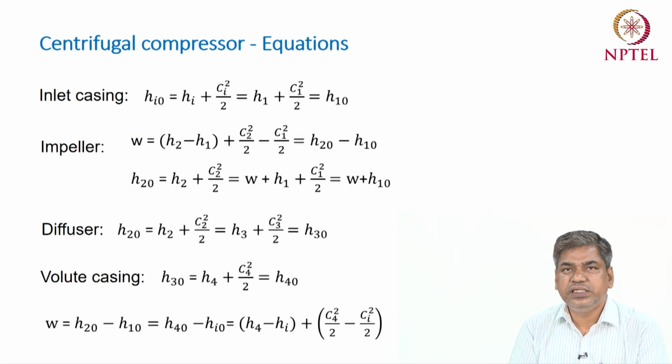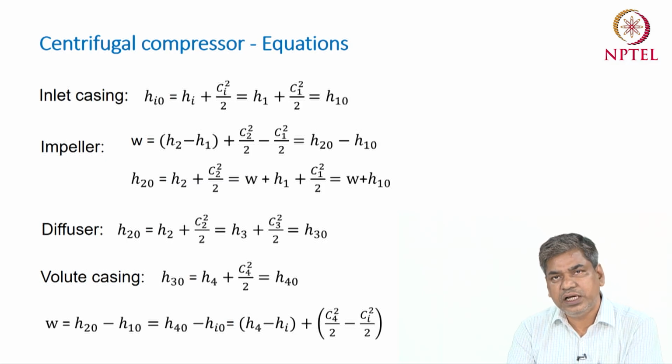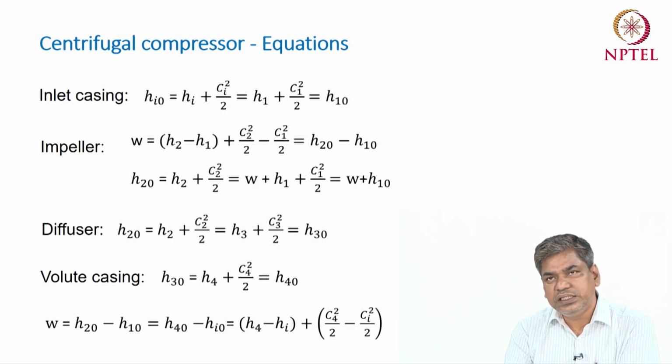So the energy balance for the different sections of this centrifugal compressor we can write this way. Initially there is an inlet casing, that means there is a guide vane in this case. Guide vane means the fixed vane. For this case, the total enthalpy at the inlet, Hi0, can be written as Hi plus Ci squared by 2. That is also equal to H on plus C on squared by 2, and that is equal to H on 0. So the total enthalpy at point i and the total enthalpy at point on are both the same.